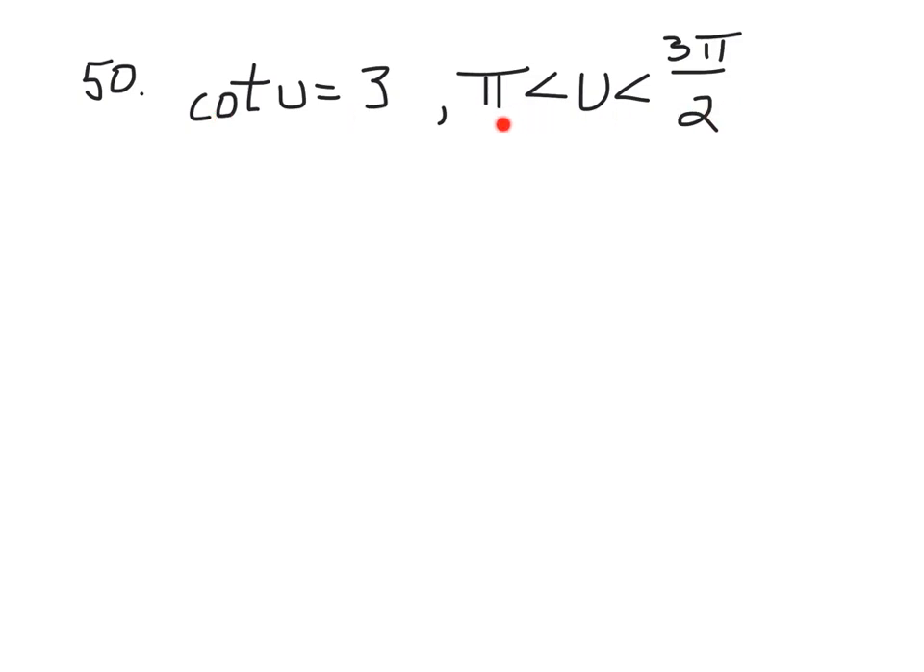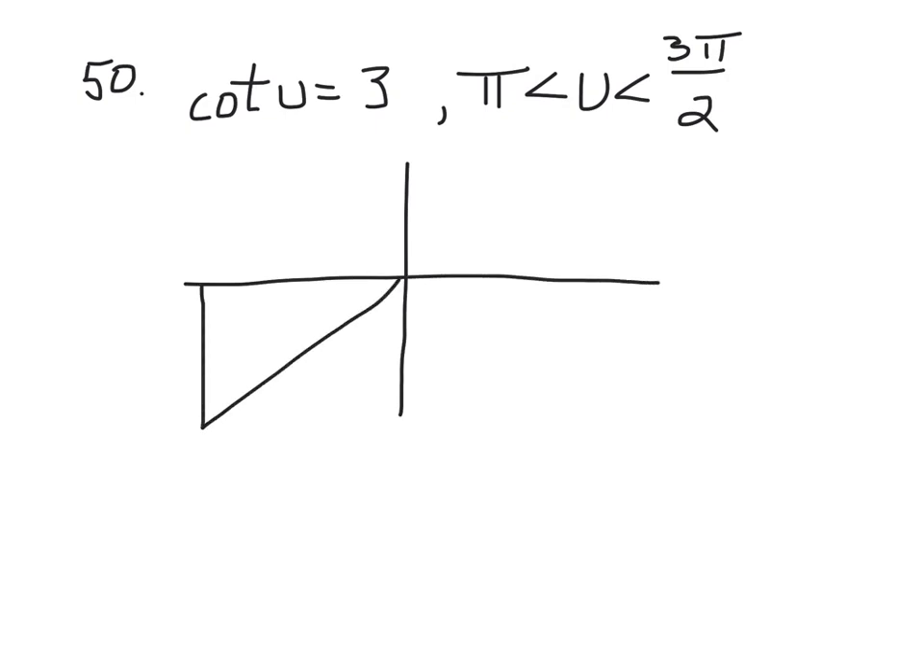This statement is telling us which quadrant we're in, right? If you're familiar with your unit circle, this is down in the third quadrant, and that's going to help us determine the sign of sine and cosine. So I'm going to go ahead and draw this out. Right, we're down here somewhere.